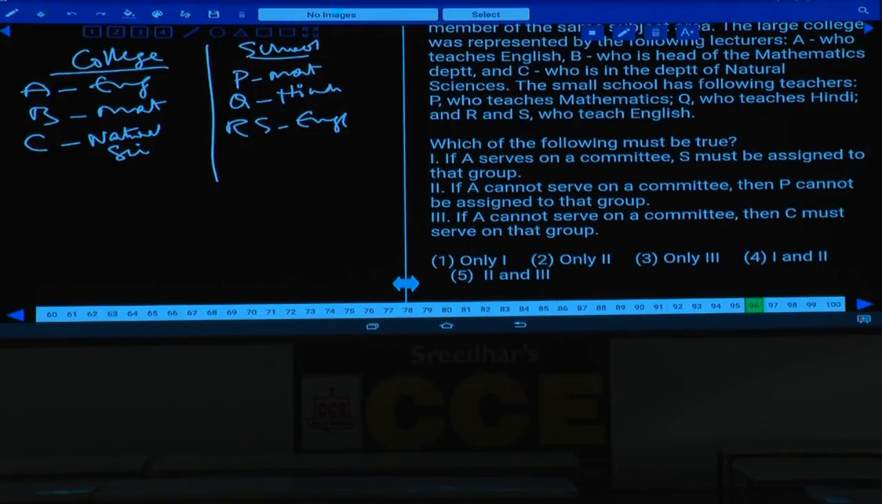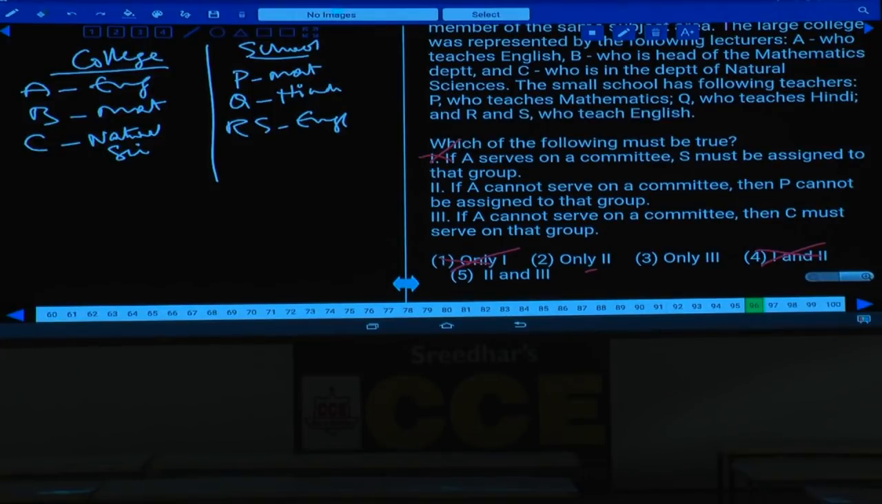Choice 1: if A serves on a committee, S must be assigned to that group. True or false? If A is there in that committee, can S be there? No. Why can S not be there? Because A is from English and S also teaches English, and two persons of the same subject cannot be in the group. So choice 1 is ruled out, and choice 4 is also ruled out.